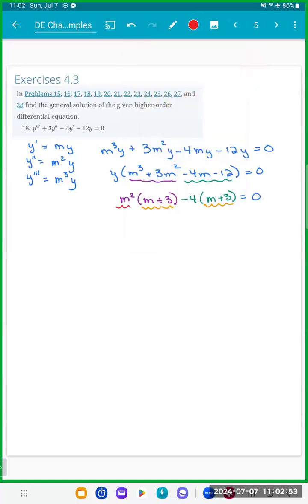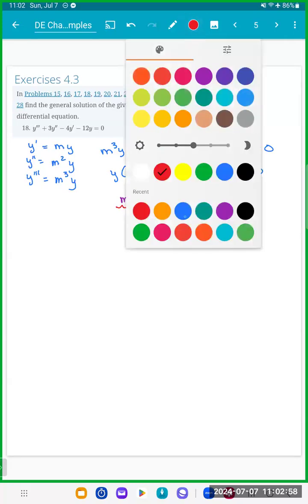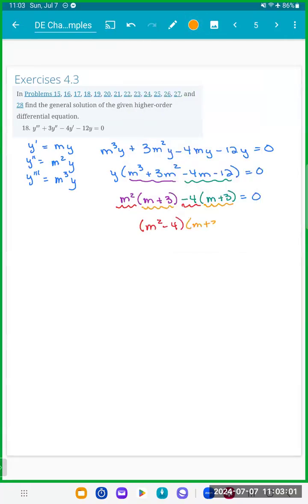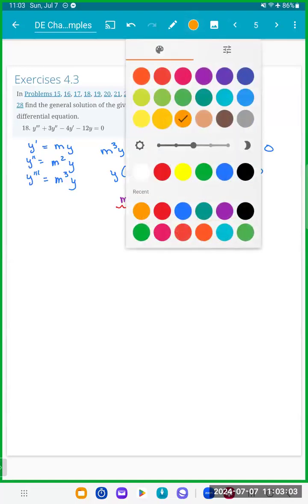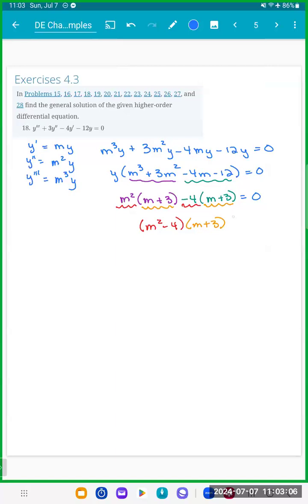Let's do m squared minus 4, and then we have the m plus 3. And the reason I wrote it first how I did is because I always like to have the squared term first. That's the only reason. If you were to write it the other way, it wouldn't matter. Okay, so that gives us this here. So that tells me that m squared minus 4 is equal to 0, or m plus 3 equals 0.